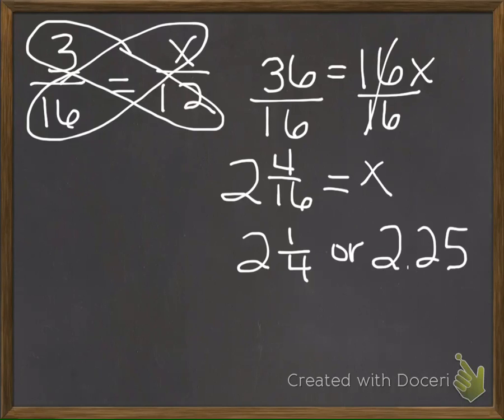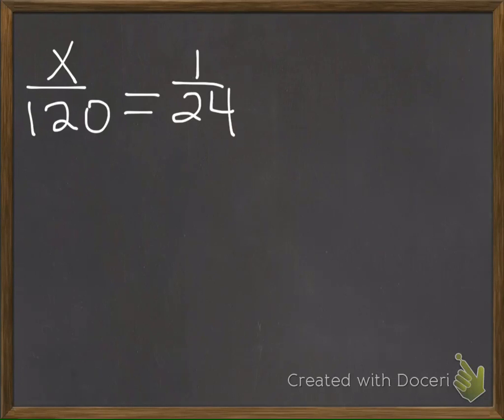Okay? Any questions on number 14? Everybody get it right? All right. Good. All right, number 16, x over 120 equals 1 over 24. Once again, we're on page 127. Okay, so on this one, I'm just going to draw a cross and make sure that you're multiplying what's on both ends of your line, and you'll be good to go.